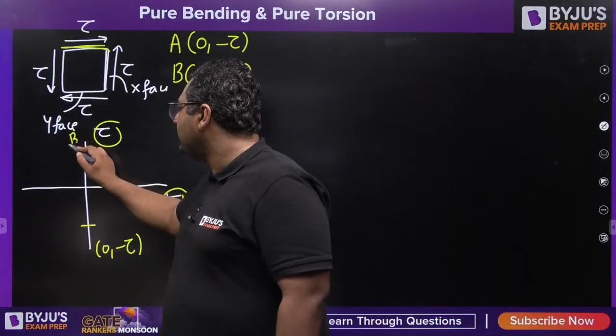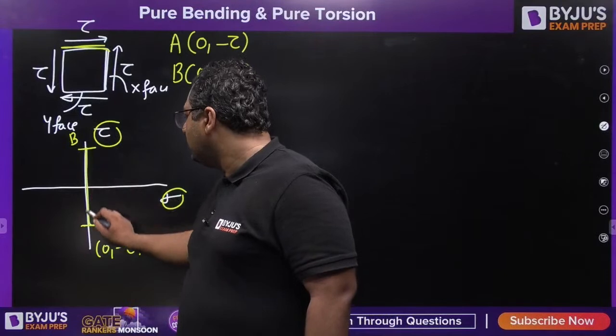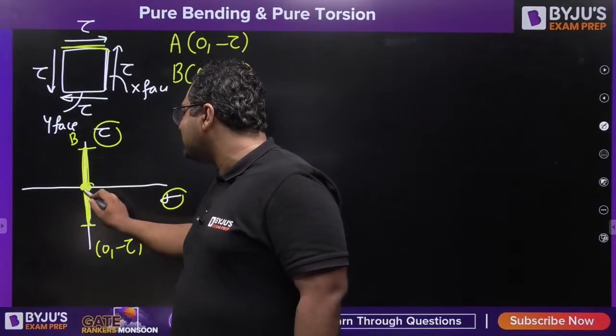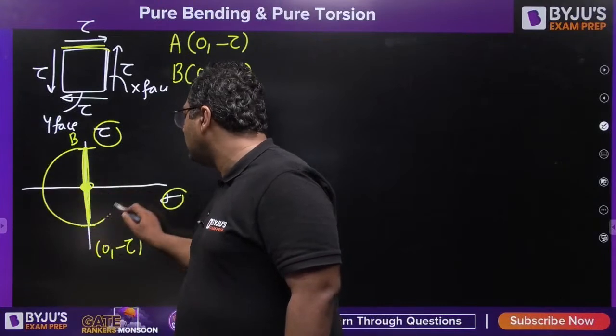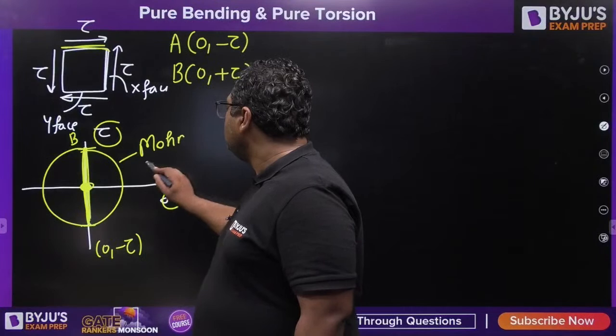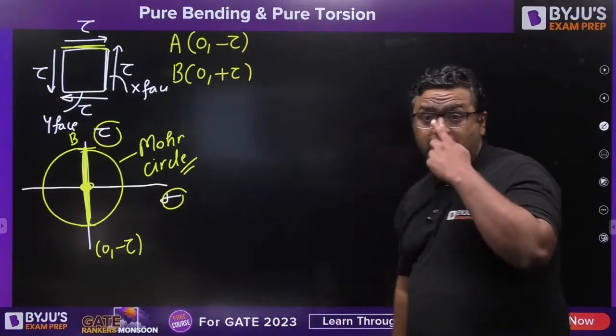This is B. Next step is join A and B. Take AB as diameter and C as center. Plot a circle. This circle is a Mohr circle.